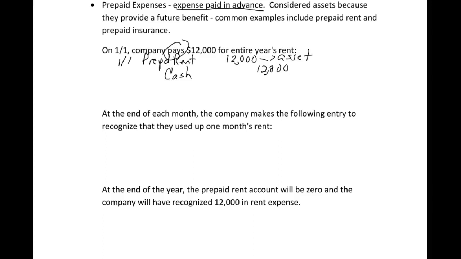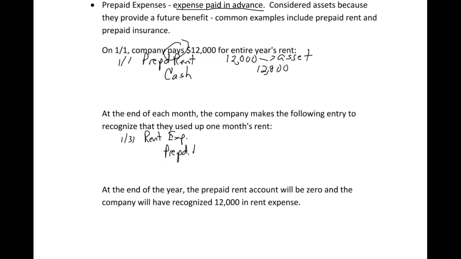Okay, so think about it. We deferred the revenue or expense in this case. At the end of each period, so this will be January 31st, and at the end of February, the end of March, and so on, we are going to debit rent expense. This is an actual expense that's going to go to our income statement, and we will credit prepaid rent.